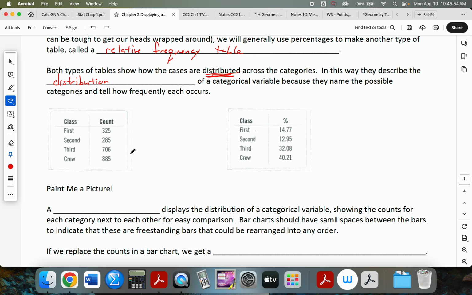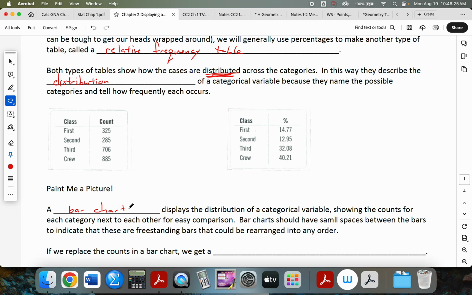So one of the things that we will use is a bar chart. A bar chart displays the distribution of a categorical variable. Bar charts always are for categorical variables. Later on, when we get to numerical variables and you're using bars, it's no longer called a bar chart, it's called a histogram. Showing the counts for each category next to each other for easy comparison.